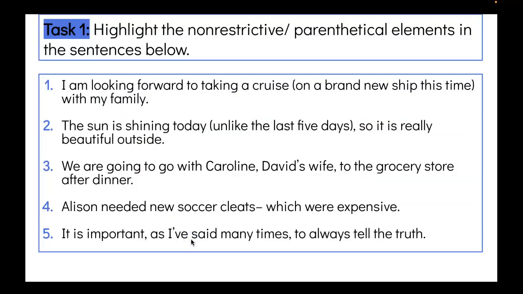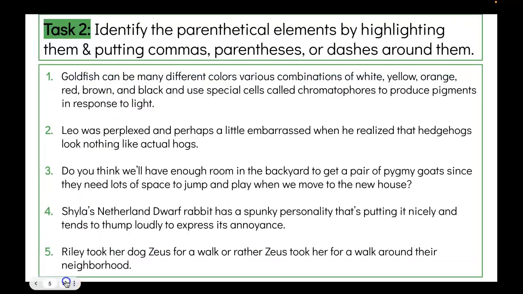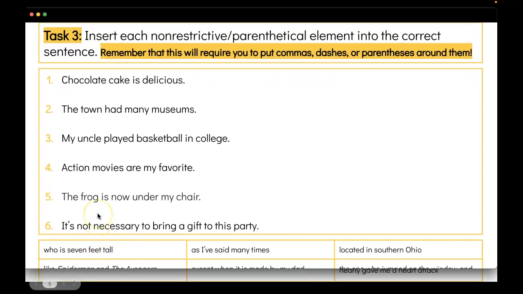All right, so now we're going to do a little bit of practice. Okay, I'm going to do the first example with you. Then you can pause the screencast and do the next 4. And then we're going to do the same thing here and the same thing here.